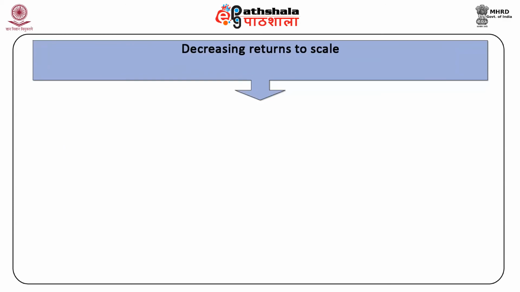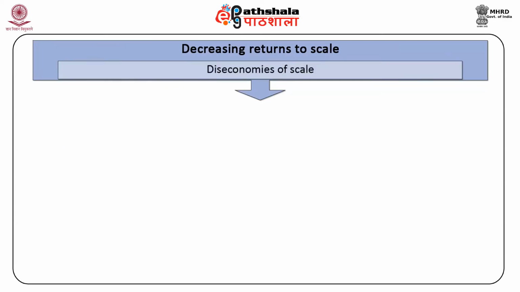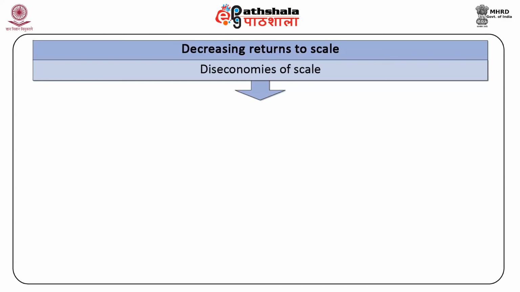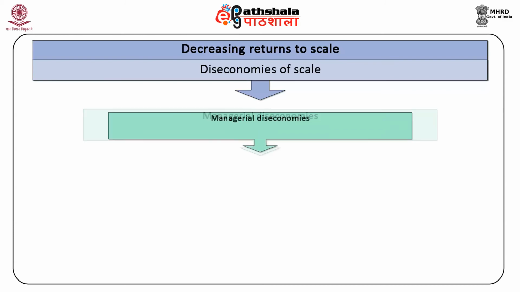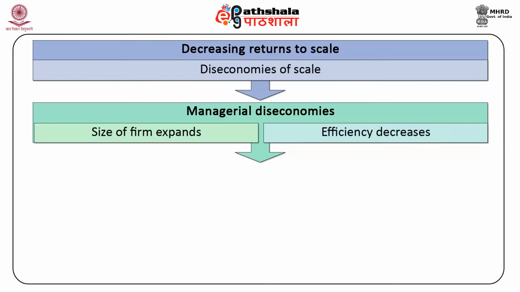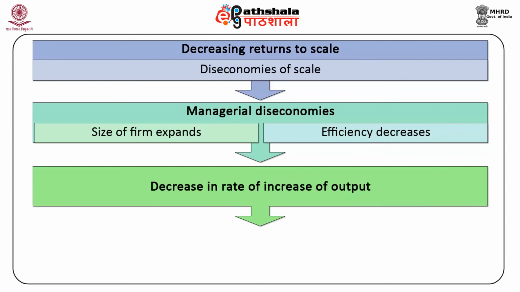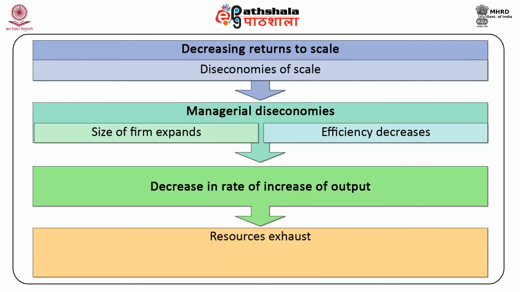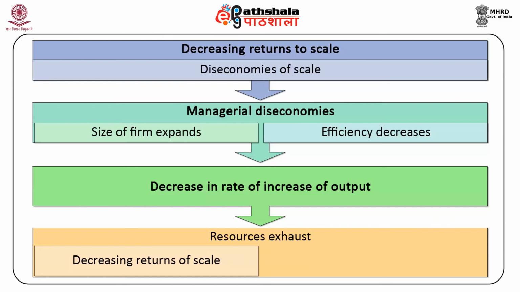Decreasing returns to scale happens because of diseconomies of scale, mainly when there are managerial diseconomies. As the size of the firm expands, managerial efficiency decreases, causing the decrease in the rate of increase in output. Moreover, when the natural resources exhaust in nature, then also decreasing returns of scale appears.